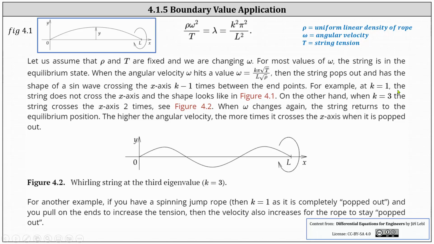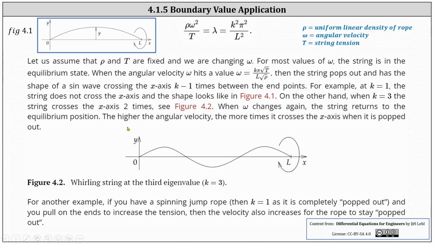For example, at k equals 1, the string does not cross the x-axis, and the shape looks like figure 4.1, which is shown above. On the other hand, when k is equal to 3, the string crosses the x-axis 2 times, which is pictured below in figure 4.2. When omega changes again, the string returns to the equilibrium position. The higher the angular velocity, the more times it crosses the x-axis when it is popped out.